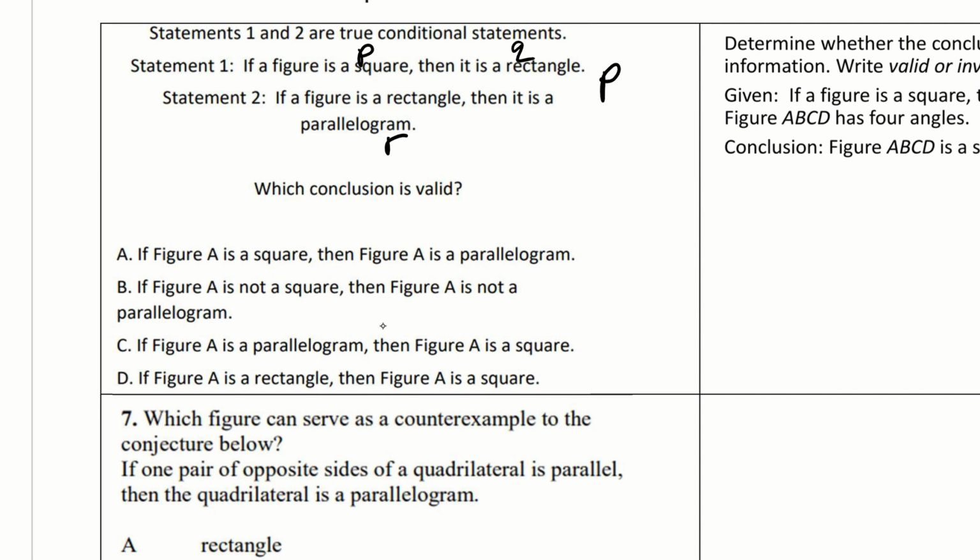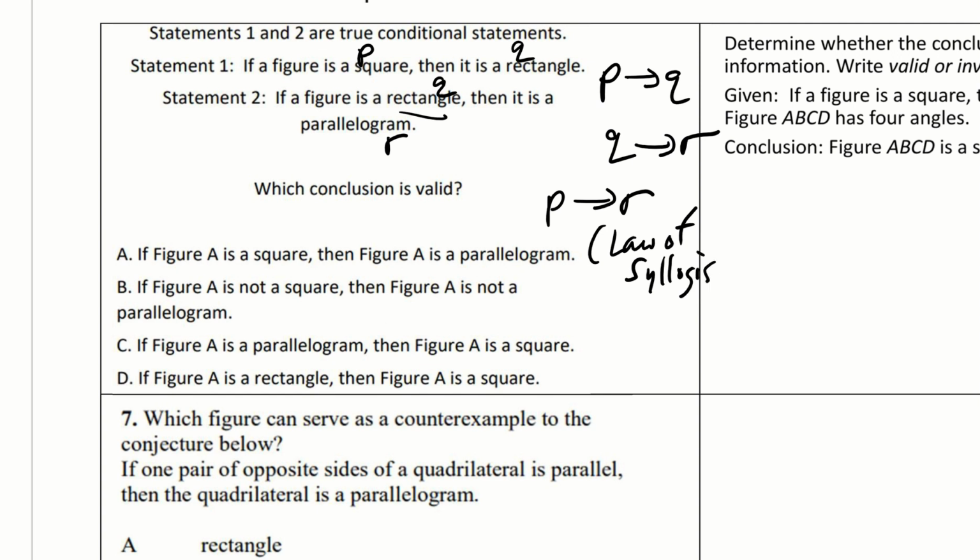So the first statement says that P implies Q. The second statement says, well, this is a rectangle, so this is Q. So the second statement says that Q implies R. Well, that means that if P implies Q and Q implies R, that means P implies R. This is known as the law of syllogism.